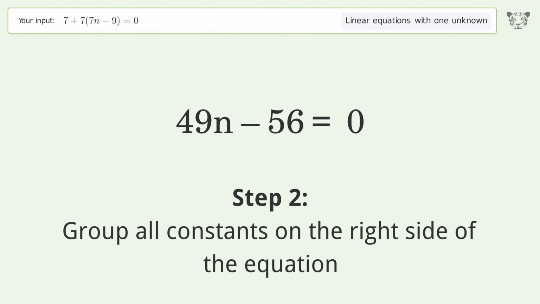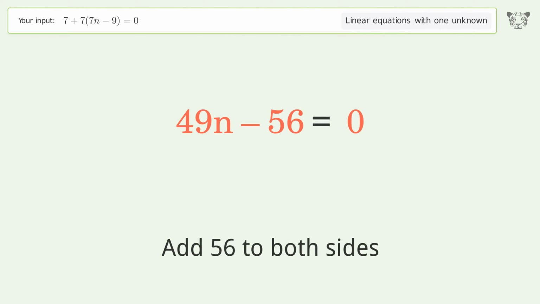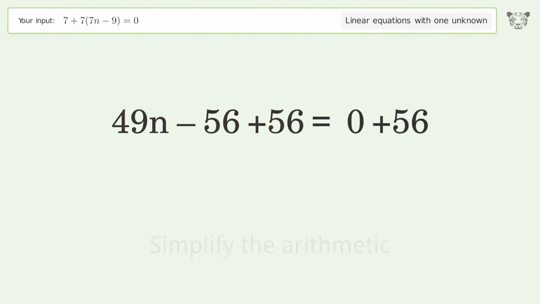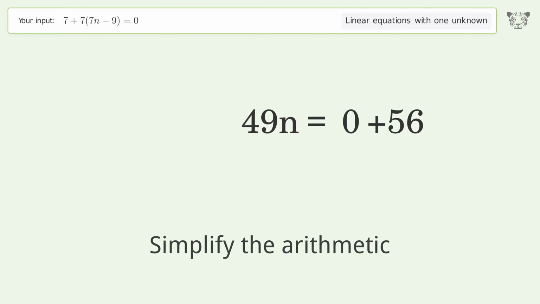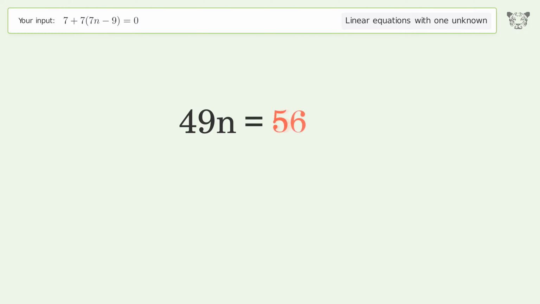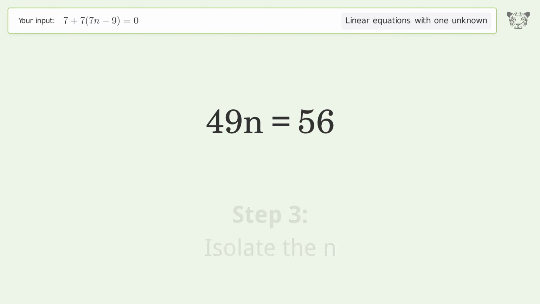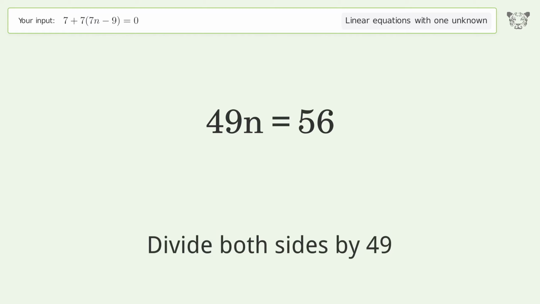Group all constants on the right side of the equation. Add 56 to both sides. Simplify the arithmetic. Isolate the n. Divide both sides by 49.